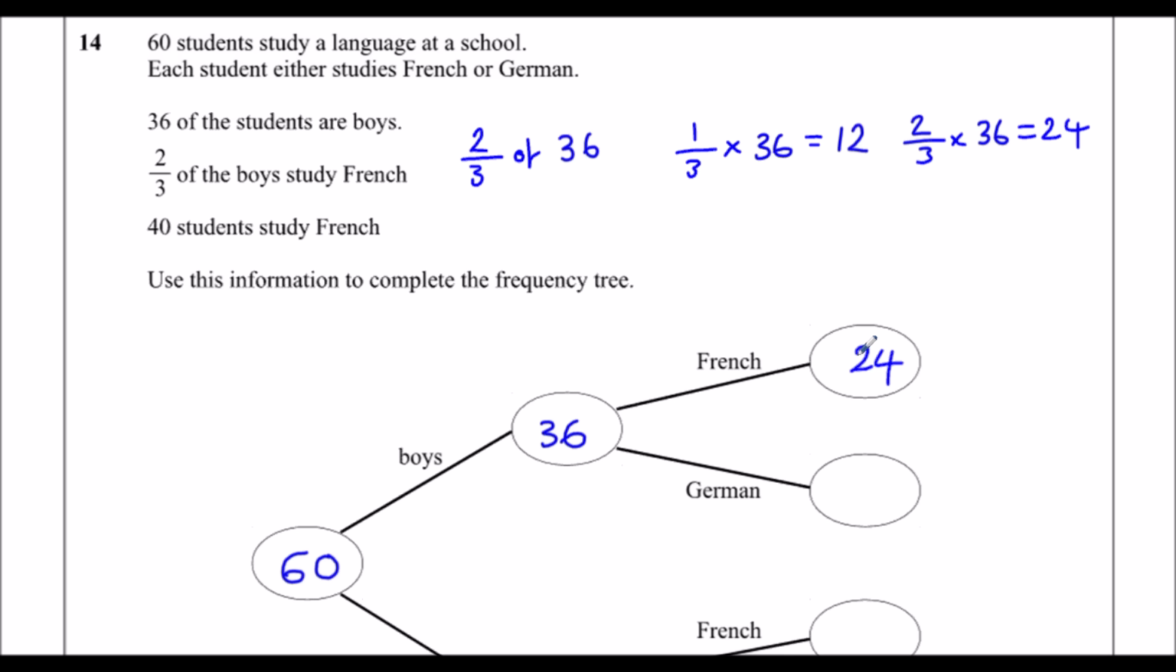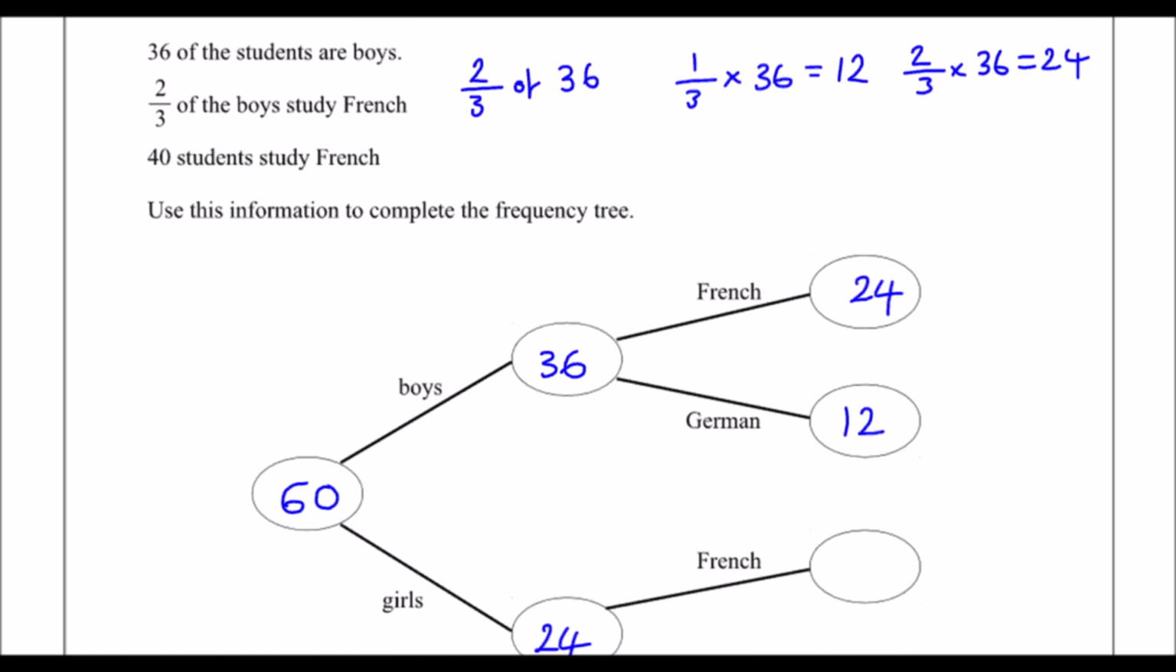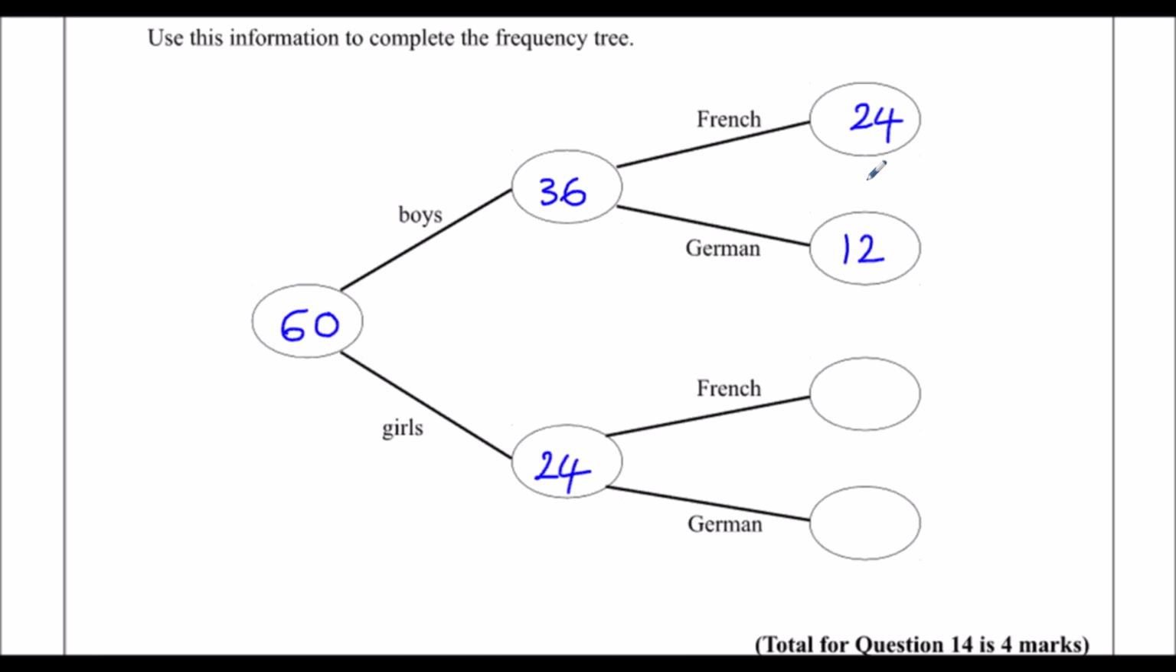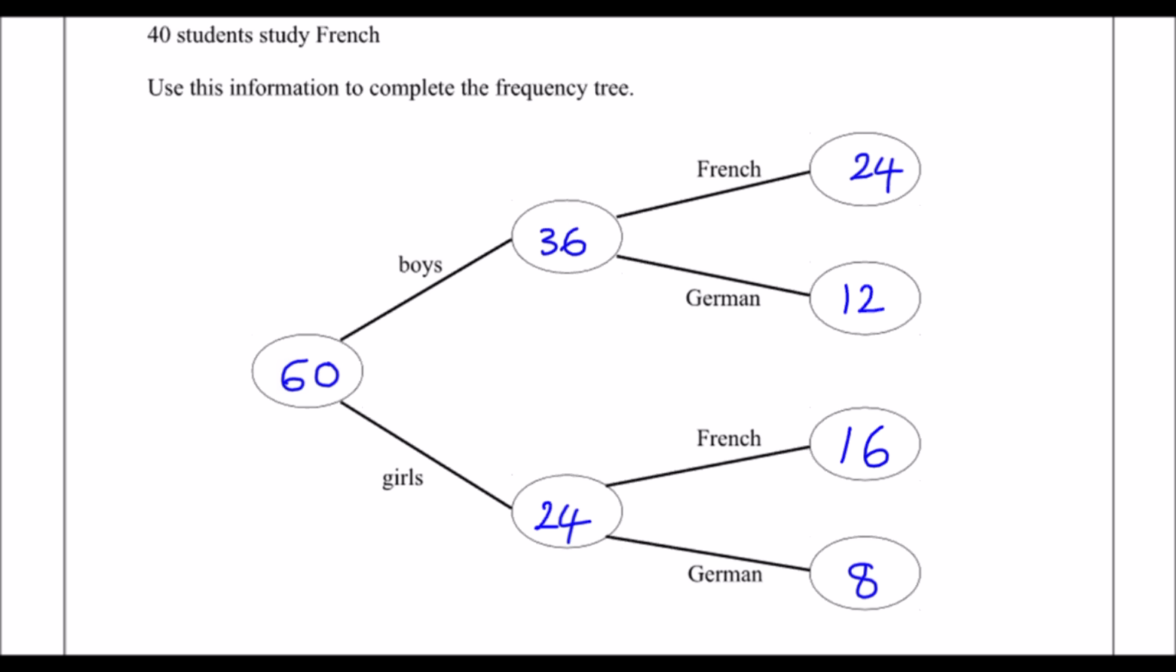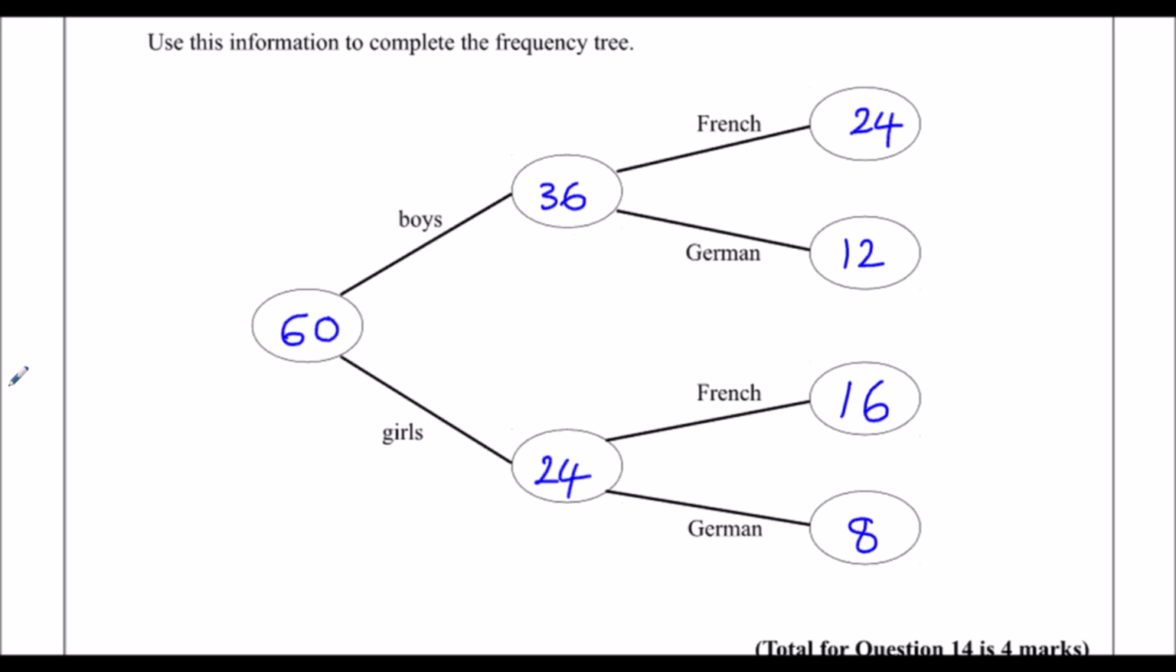How many study German? Well, the rest of them. So 36 take away 24. The other third, that's a 12. 40 students study French. So we've already got 24. We need 40. So how many more? 16 more. So 16 girls study French. There are 24 in total. 16 to 24 is 8. So those 8 girls must study German. And that is our completed frequency tree.